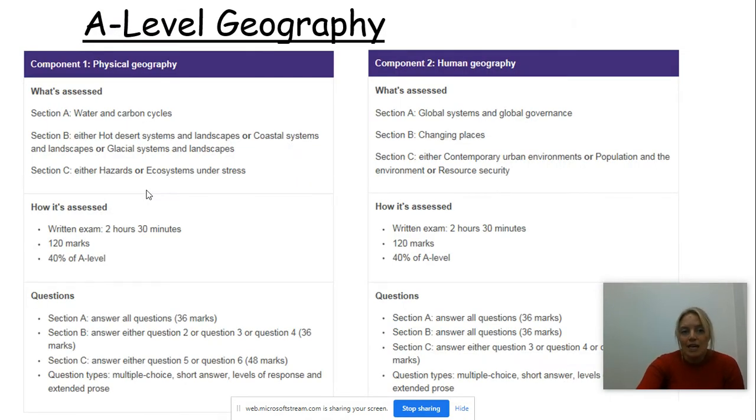When you do study A-level, it's slightly different. We have three components. You've got a physical geography exam and a human geography exam. Very similar. You've got your 20 mark questions again. In your physical geography, you'll study coasts, hazards, and you will also study water and carbon cycles. In human, you'll do global systems and governance, changing places, and resource security.